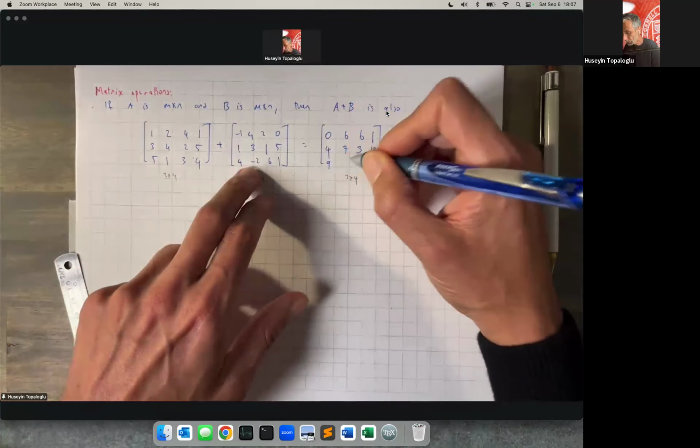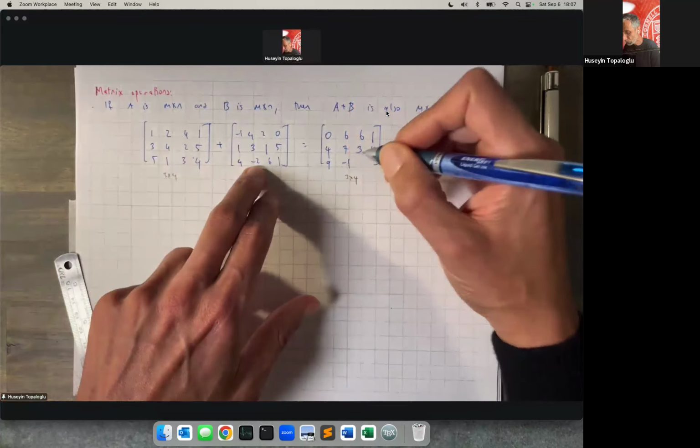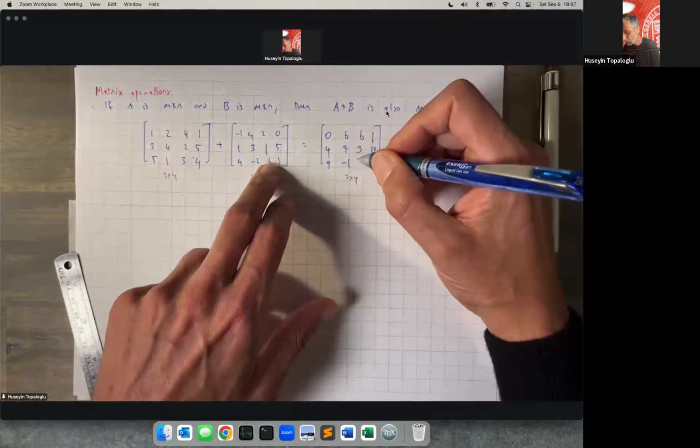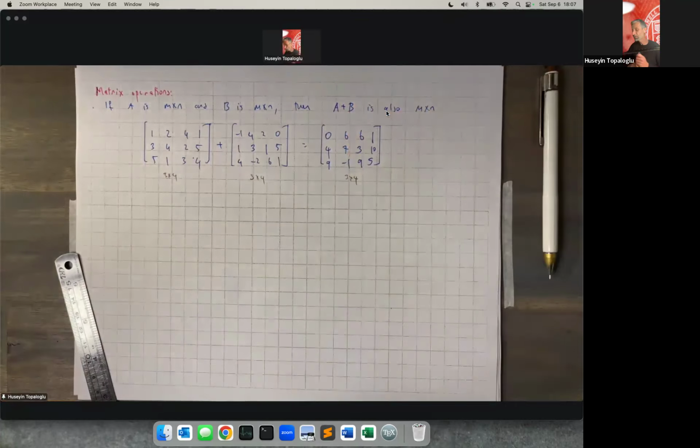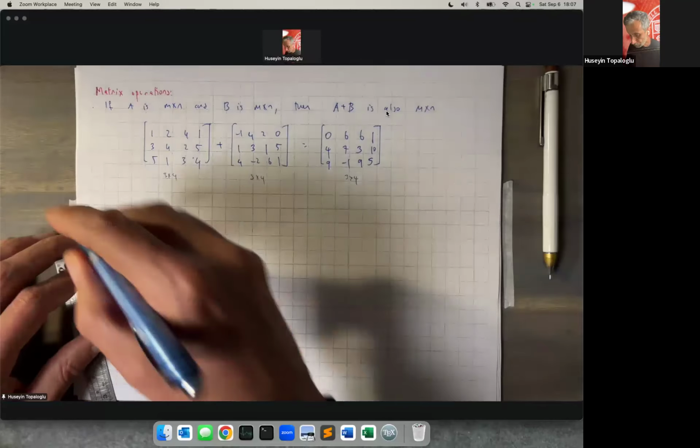There is a 9 here. There is a minus 1. 1 plus negative 1 is minus 1. 3 plus 6 is 9. 4 plus 1 is 5. So this is how we multiply matrices.